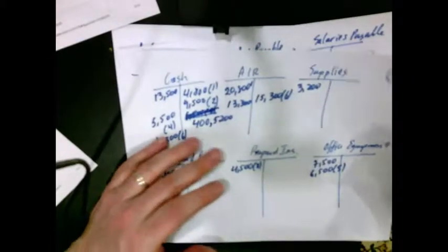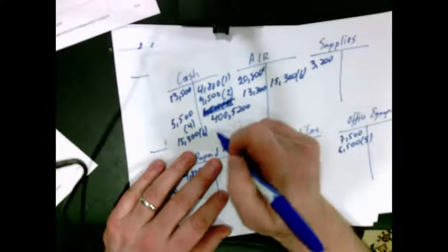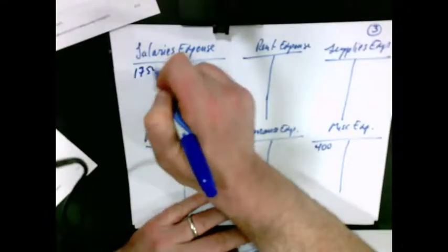Paid receptionist two weeks salary, $1,750. That's again credit to cash, $1,750. Debit salaries expense, $1,750.